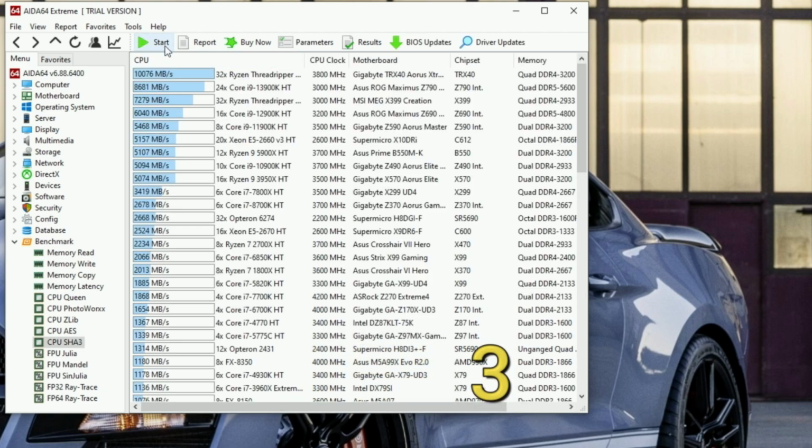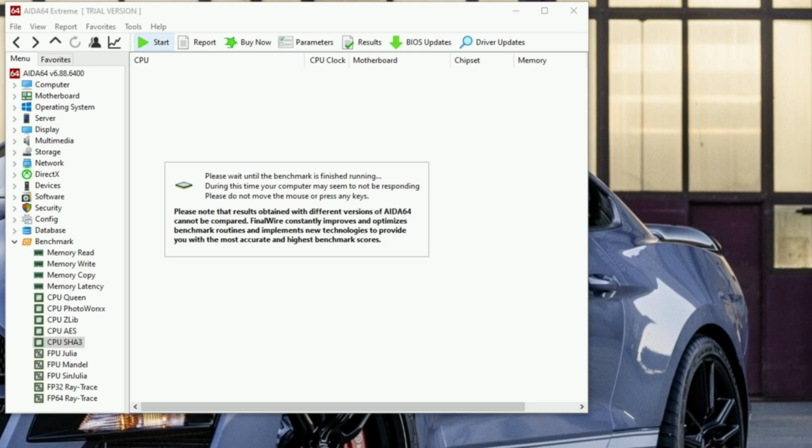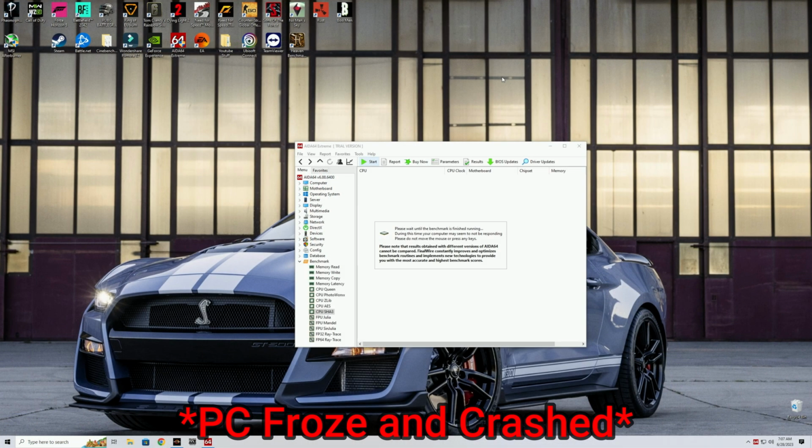What I want you to take a look at is I click start, and the benchmark begins, and notice something interesting. I ran 30 minutes of OCCT, and yet within roughly 10 seconds of running SHA-3, my PC indeed blue screens, which is actually insane that it literally took 10 seconds for this benchmark to crash my PC. Meanwhile, OCCT was stable for over 30 minutes.